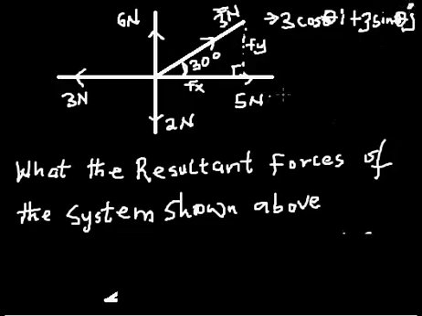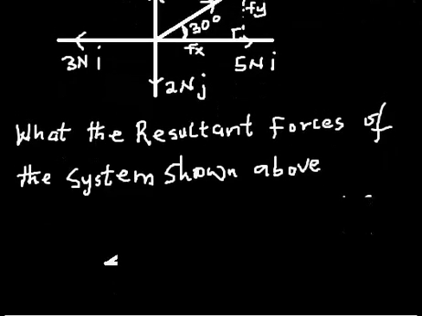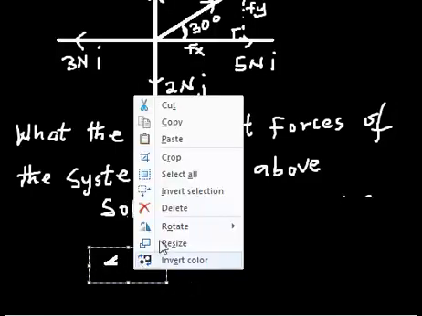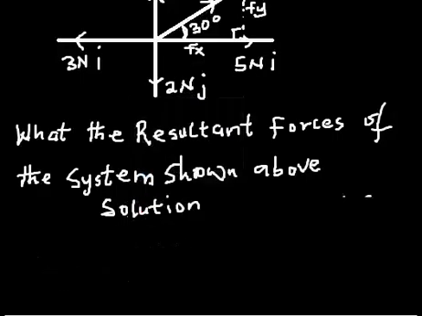Don't forget that for this 5 here, the unit is I, for this 3 here, the unit is I, and vertically, the unit vector is J. So you know how we sum. My solution: my resultant, vector R, is the sum of all those vectors.